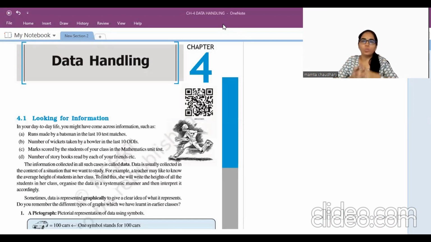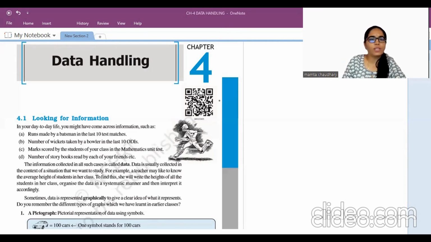Today we are going to start grade 8, chapter 4, data handling. Okay, so let's see which topics we are going to cover in that. As usual, we first complete the NCERT chapter and then we go with the worksheet. The same process will be followed here. So let's see what all we are going to cover here.